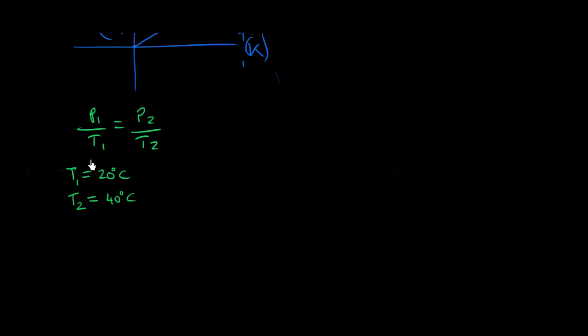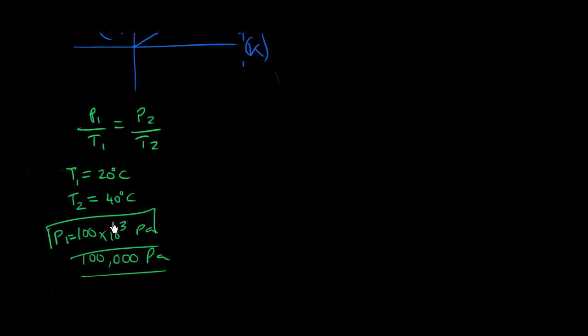Sometimes they tell you that things are at atmospheric pressure, and atmospheric pressure is 100 kilopascals, so that's 100 times 10 to the 3 pascals, or 100,000 pascals. You can always take that to be P1 if they don't give you any, but normally they would give you the pressure of the gas when it starts, so that you can do the change properly. But otherwise, always use this one.